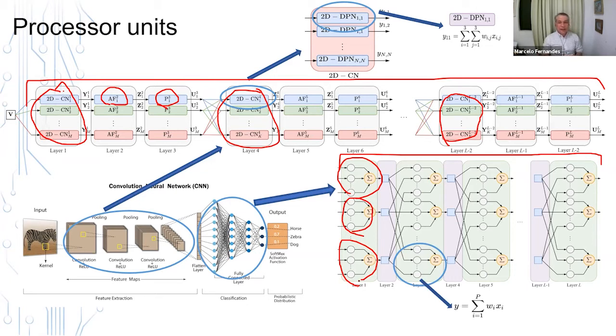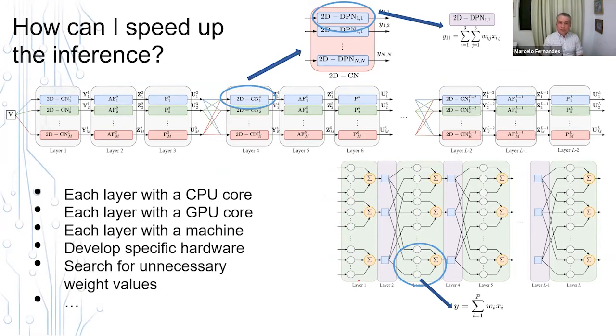And this is a problem now, because I need to perform everything with high processing and low power and the other features. So the question is, how can I speed up the inference process? How can I speed up?